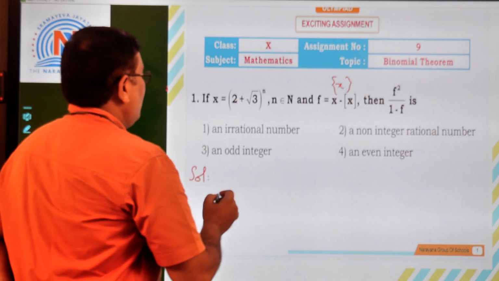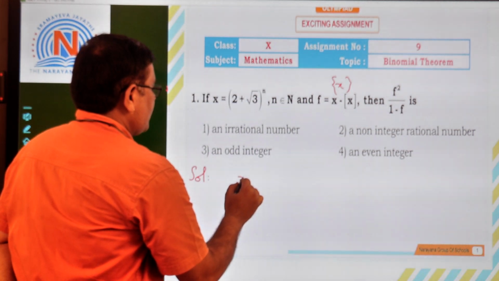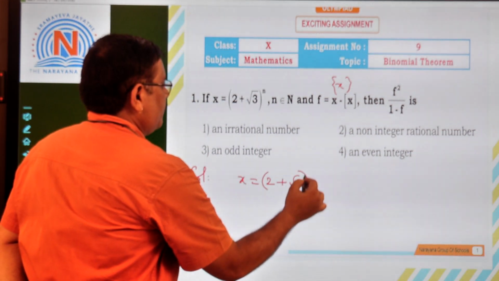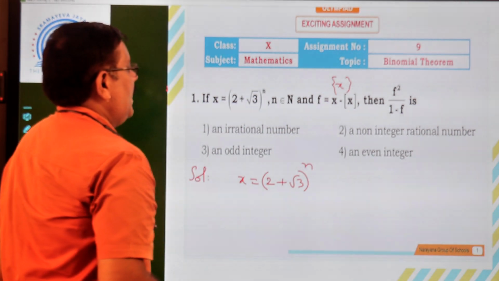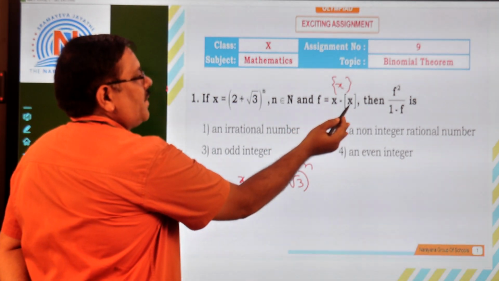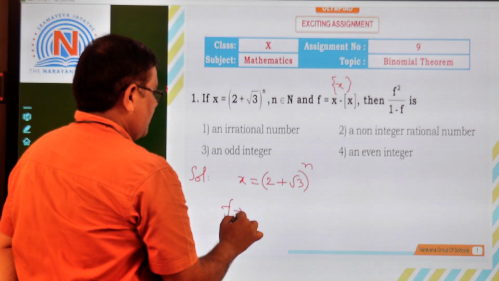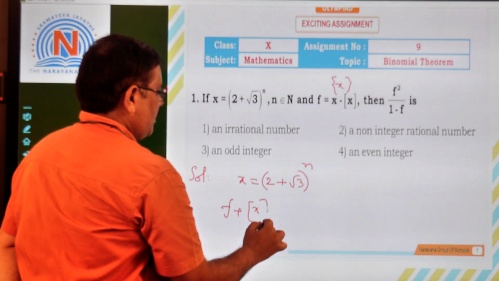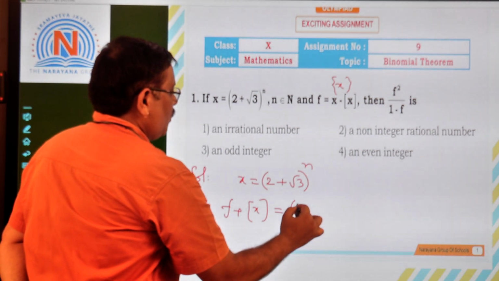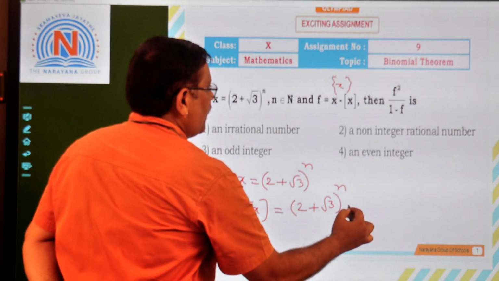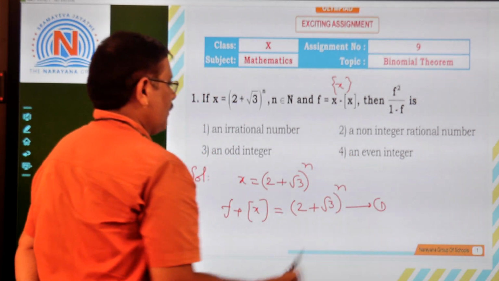Solution, let us start with. We are given x as (2 + √3)^n. And again f is given as x minus [x]. So x can be written as f plus [x], that is equal to (2 + √3)^n. Let us consider it as condition number 1.